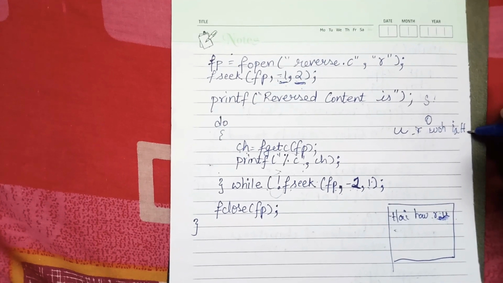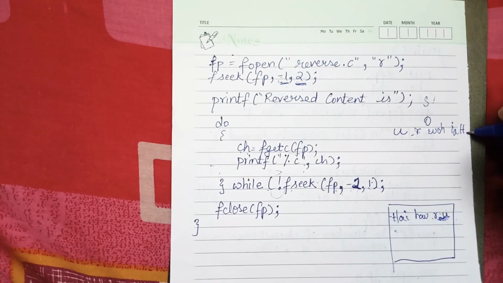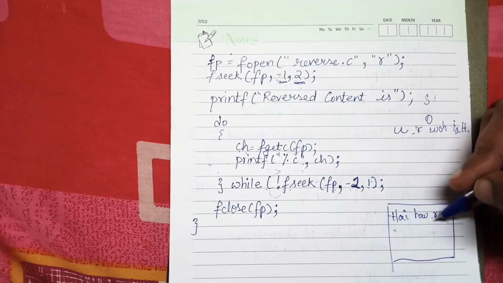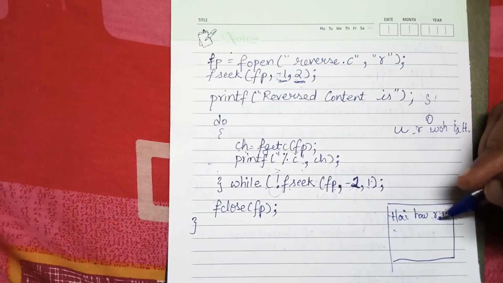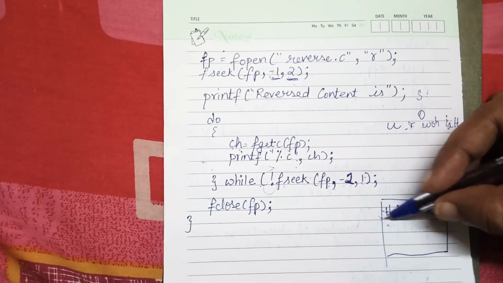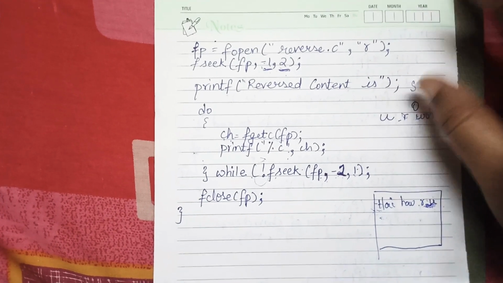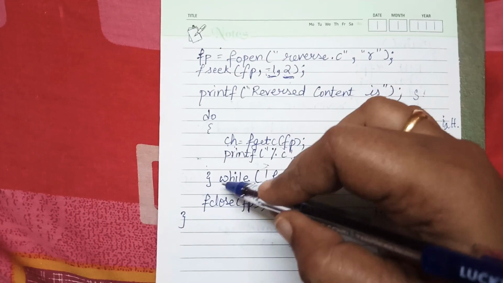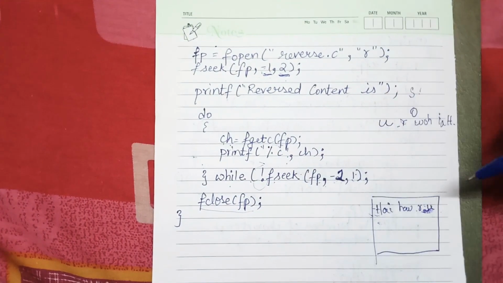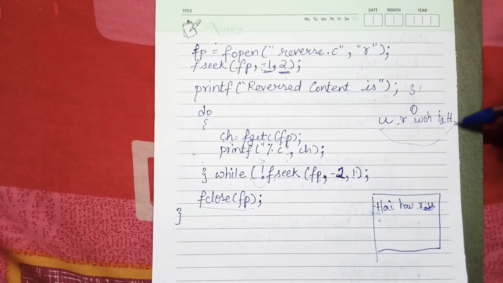Once we reach the starting of the file, fseek will give some non-zero value. Not of the non-zero value means the value becomes 0. 0 means this loop breaks. I'll come outside and close the file pointer, and every content will be printed in reverse order for us.